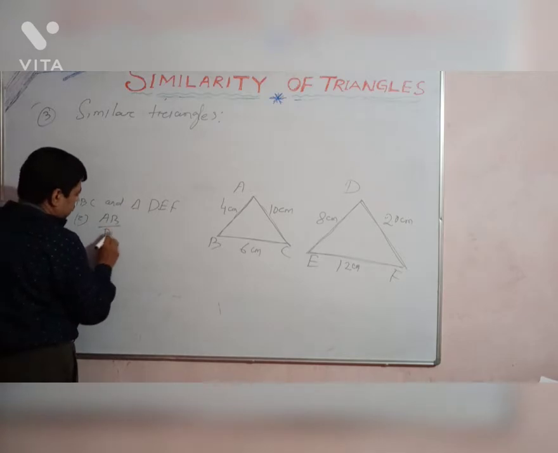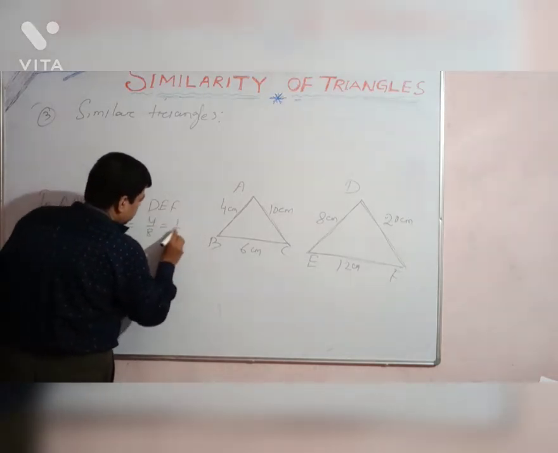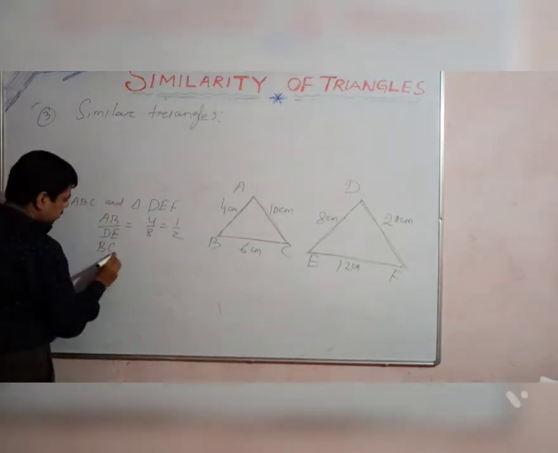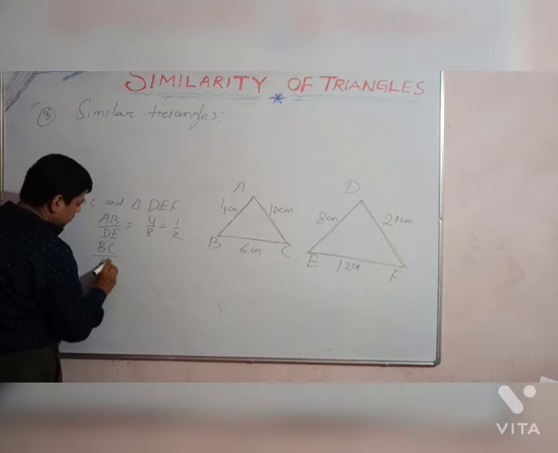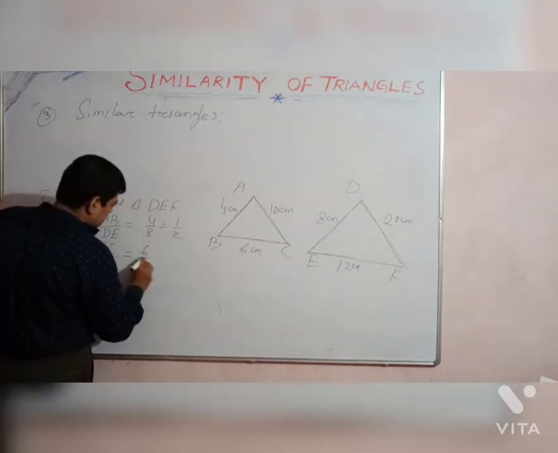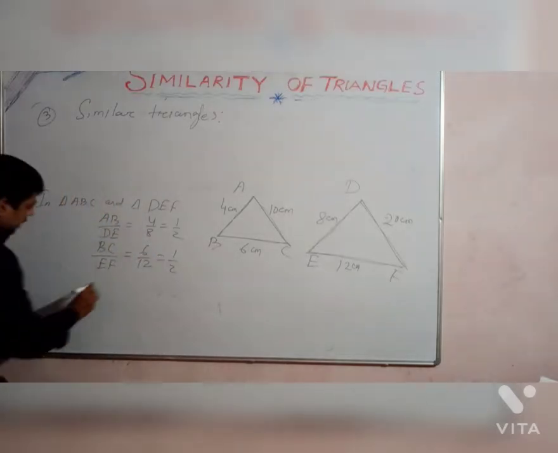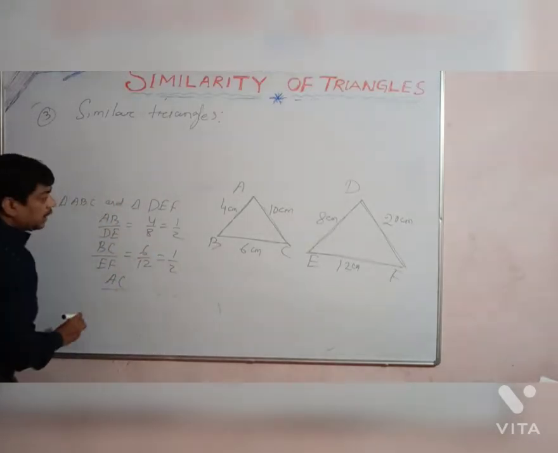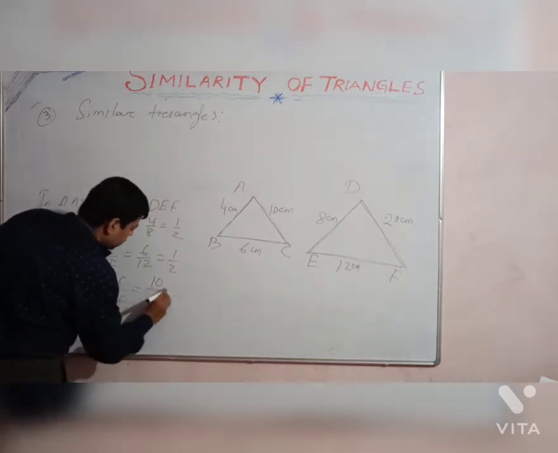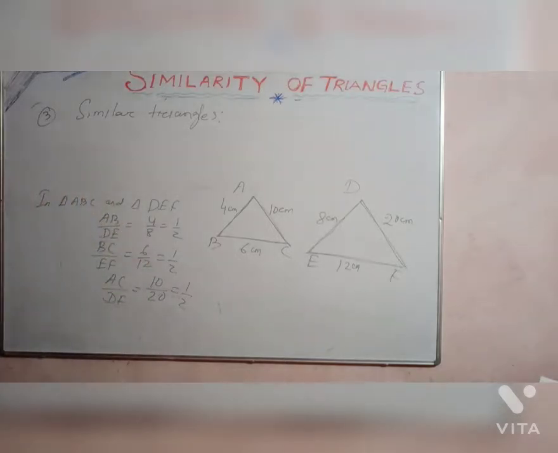Let us find the ratio. 4 upon 8 is equal to 1 by 2. Understand or not? Similarly, BC by EF: the corresponding part of BC is EF, which is 6 by 12, also 1 upon 2. The same ratio is coming. Again take AC by DF: 10 upon 20 is also 1 by 2.